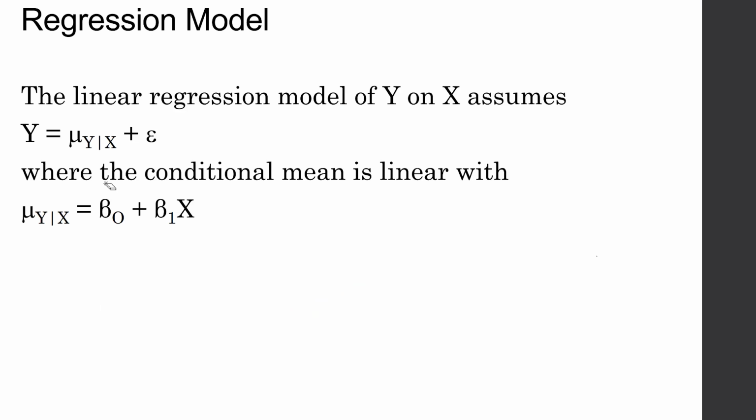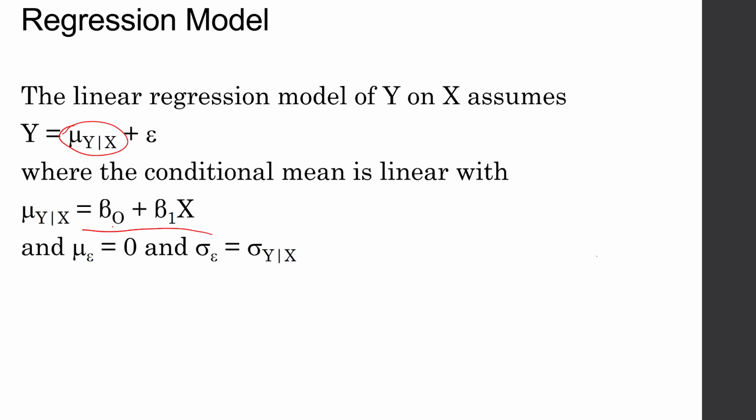Okay, so the linear regression model of y on x assumes that y is the mean of the y's given the x plus some error, where this conditional mean is linear, with the conditional mean equaling beta naught plus beta 1x. What is that? That would be if we had the population scatter plot of all the x's and y's. That would be the population line that fit through that relationship.